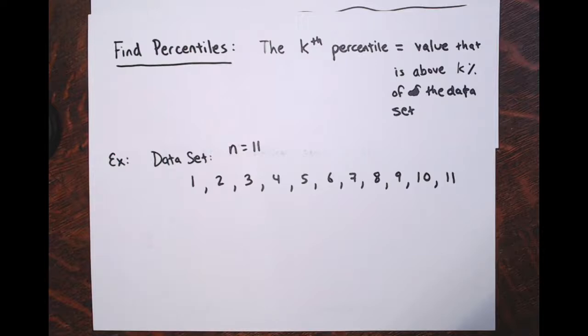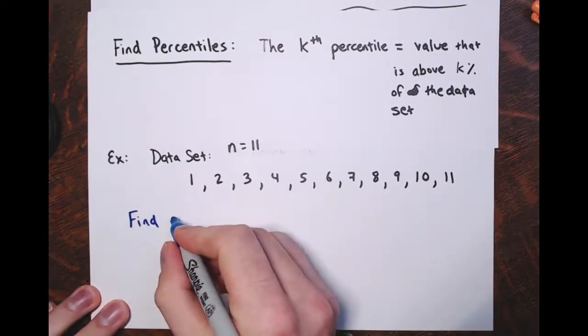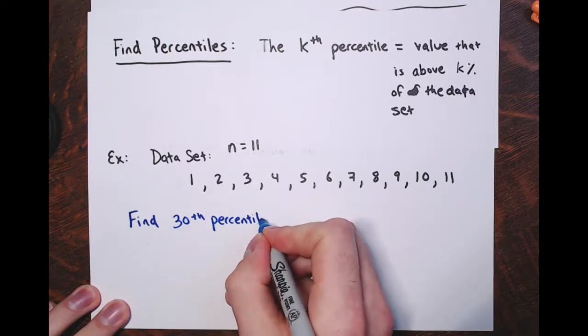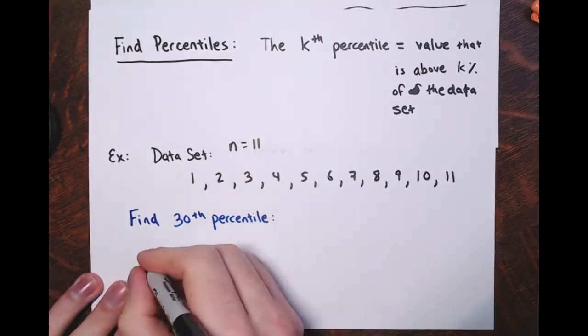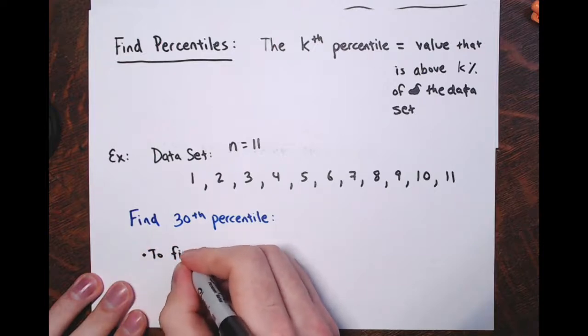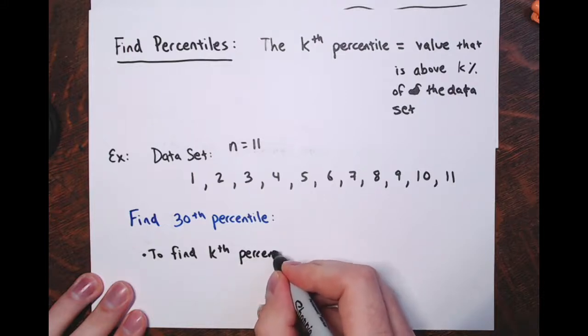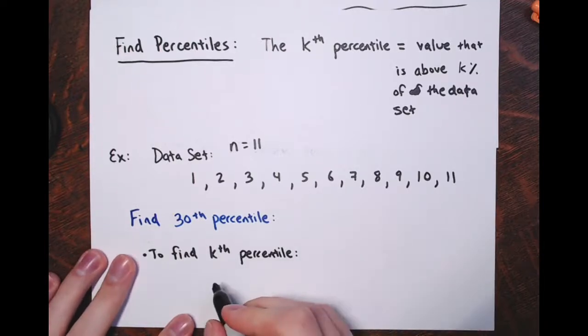But say I wanted a certain percentile. If I said find the 30th percentile. Right. So here's what you're going to do. All right, to find a kth percentile, and this will come up later in the last objective. You're going to do this.